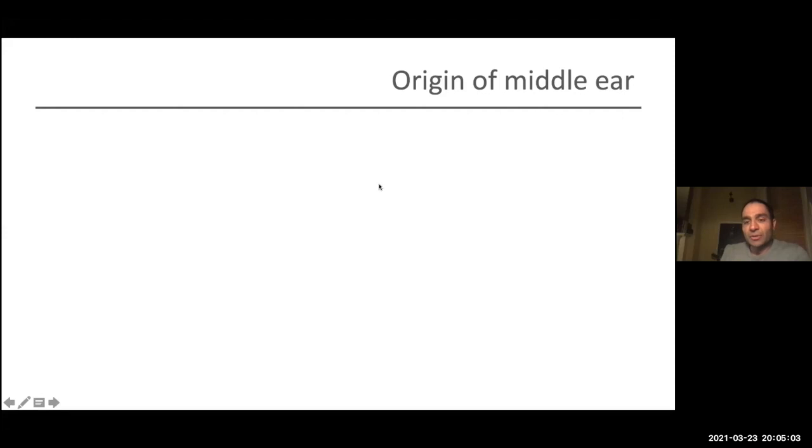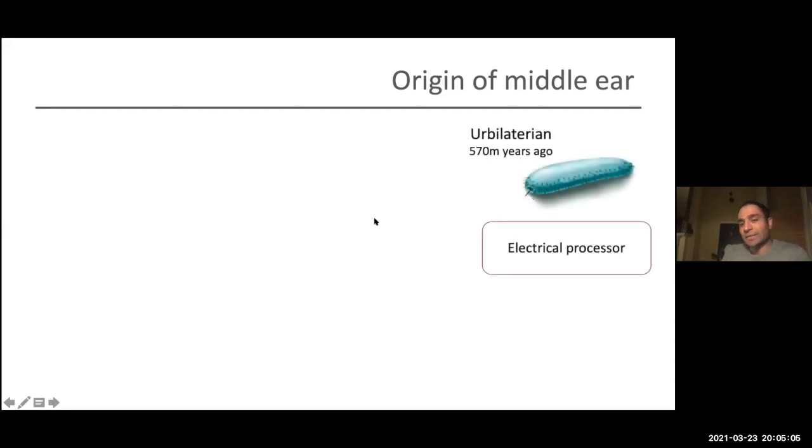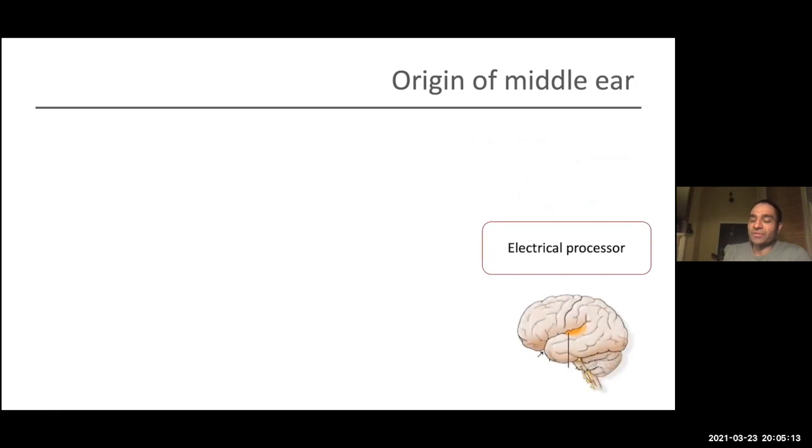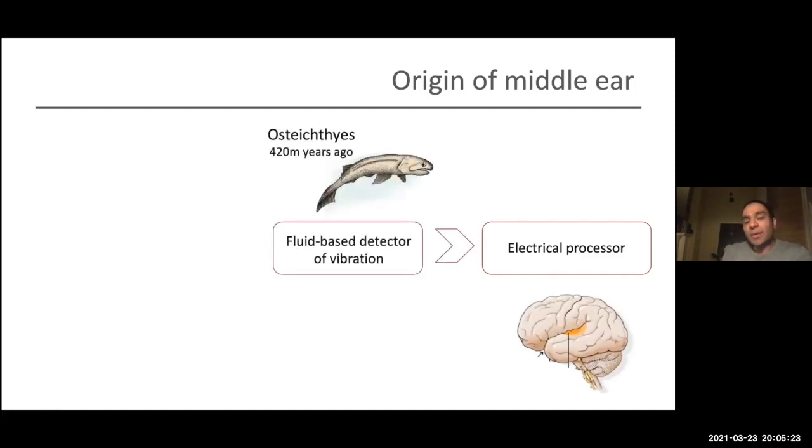So if we look at where exactly we're looking at, ultimately we're trying to get it to an electrical processor, which for us, of course, is the brain. But the first electrical processor evolved 570 million years ago in this thing called a utilitarian. At least we think so. Obviously, it's not a fossilized record of when electrical processing started. And then there was something that developed in fish called osteocytes. These were cartilaginous fish, some of the very earliest fish before even bone was formed.